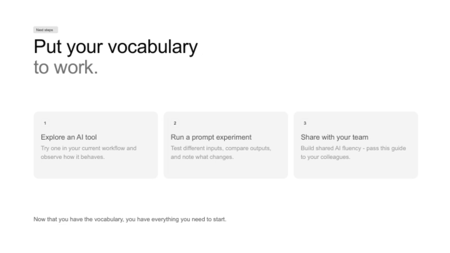Next, I recommend running a prompt experiment. Try different inputs, see how the AI responds and compare the outputs. Pay attention to what changes make a difference. That's how you learn to craft better prompts. Finally, explore an AI tool within your current workflow. Use it in a real scenario and observe how it behaves. That hands-on experience is invaluable for understanding its capabilities and limitations. These steps will help you move from knowledge to practical application, making AI a powerful part of your work.